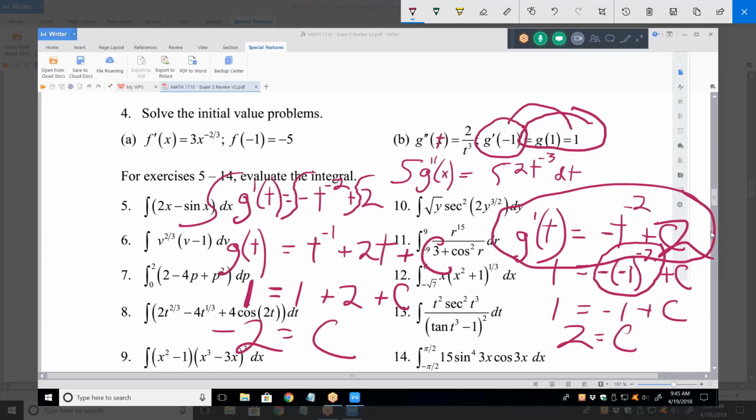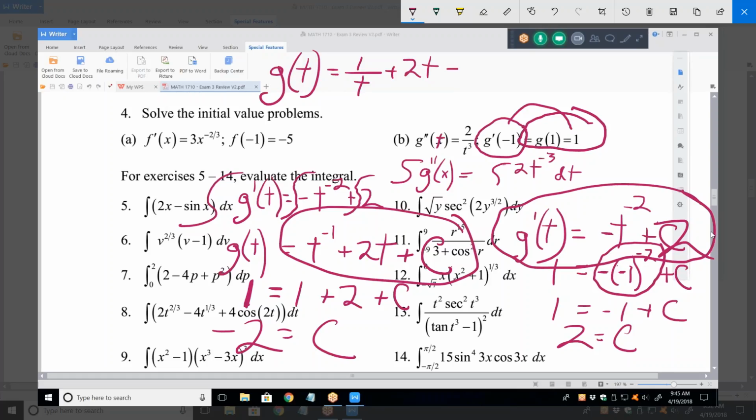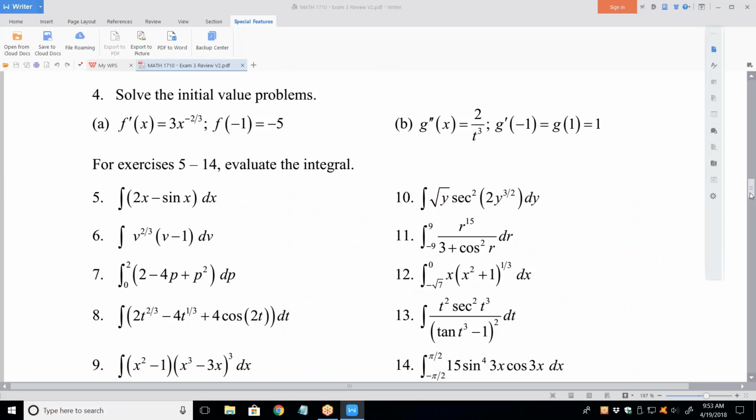And my equation is, and this is the final answer, and they'll probably want you to put your answer back in the way they kind of gave it to you. That should be what we find. 1 over t plus 2t minus 2 for 4b.